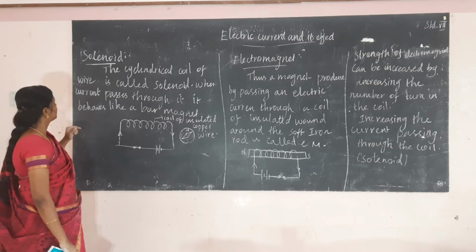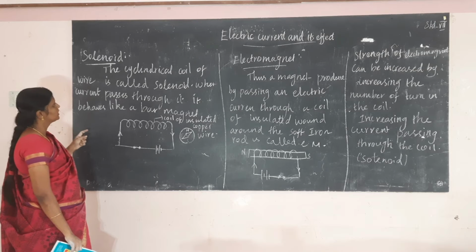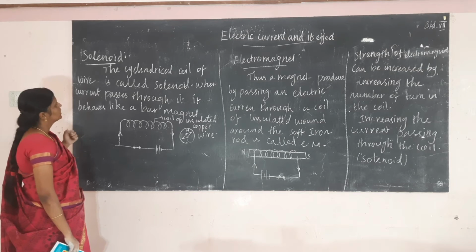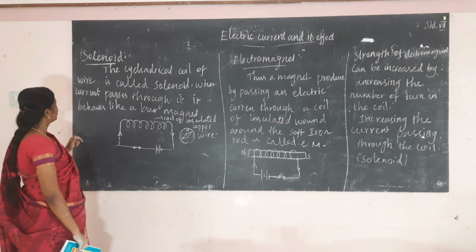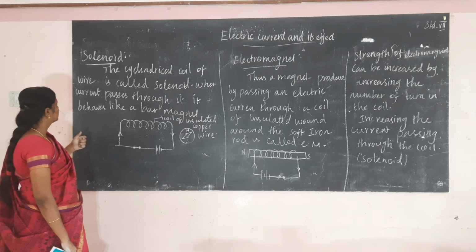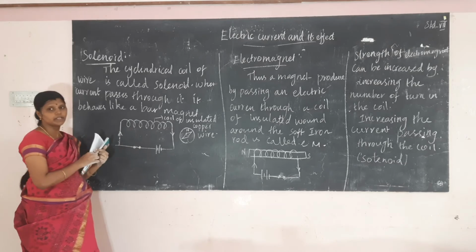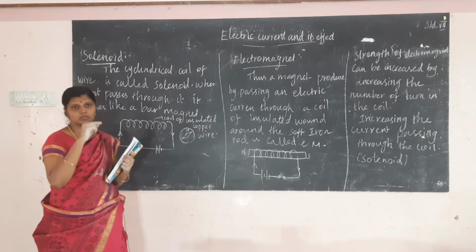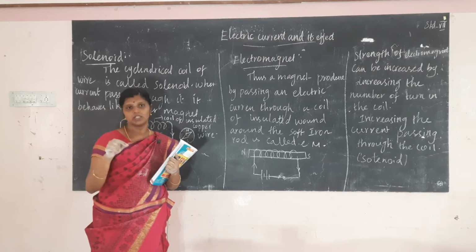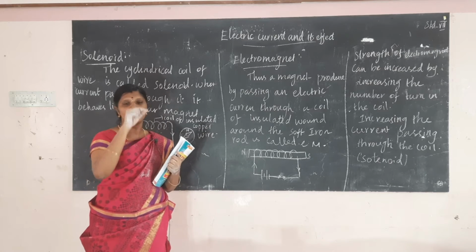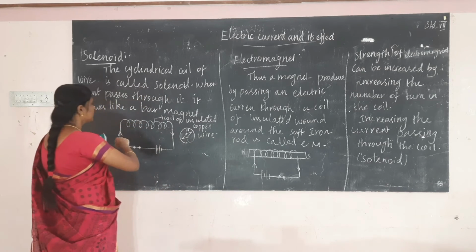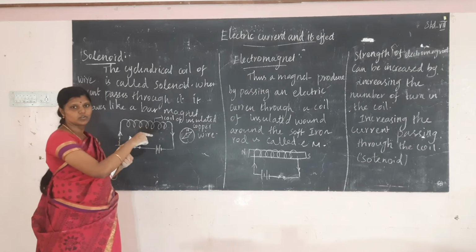Next, we are going to see what a solenoid is. A cylindrical coil of wire is called a solenoid. When current passes through it, it becomes a bar magnet. For example, take a pen and wind a copper wire around it 20 to 30 turns. That is what we call a solenoid.